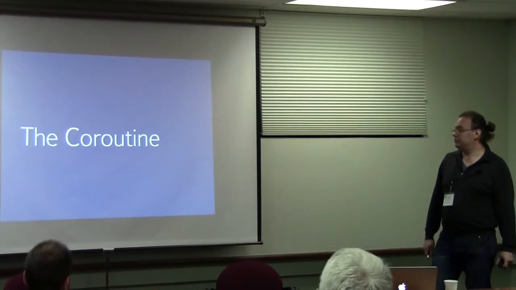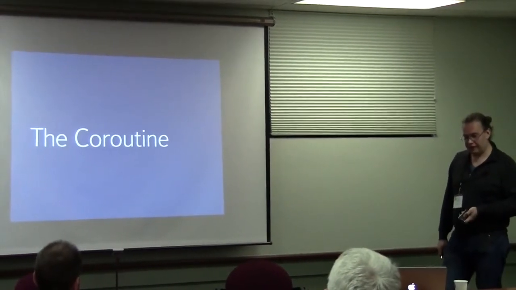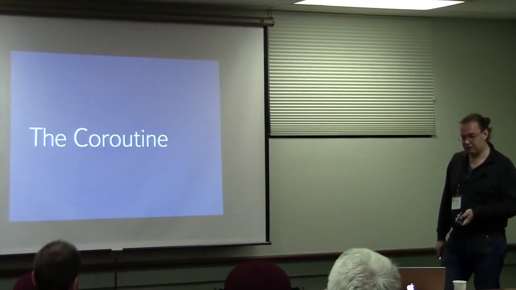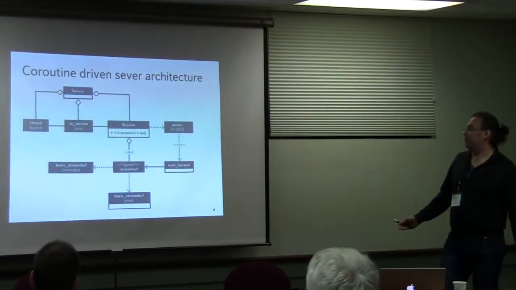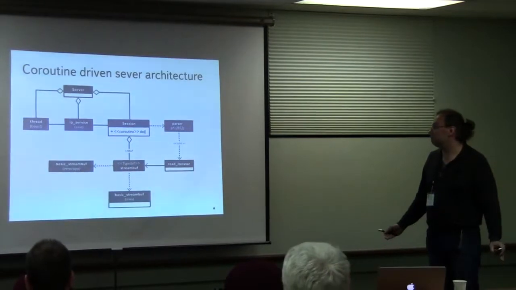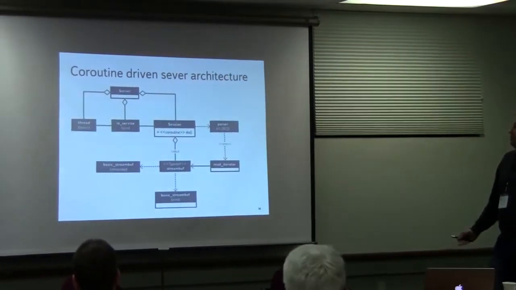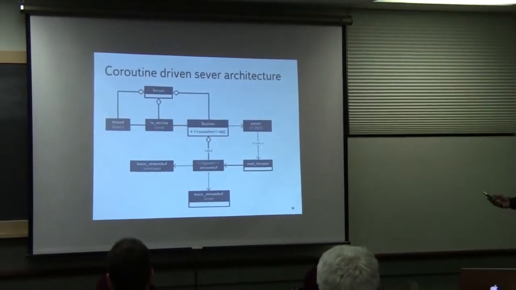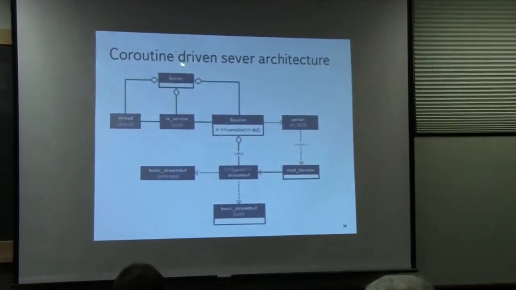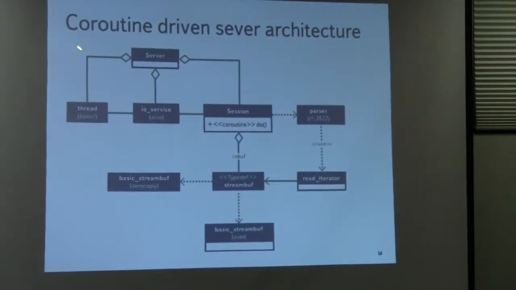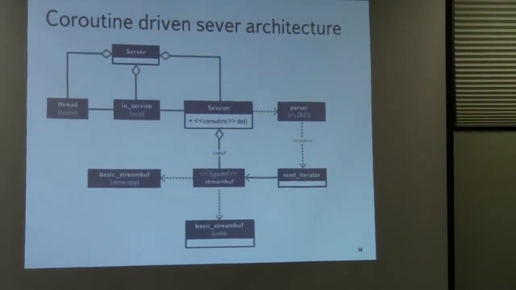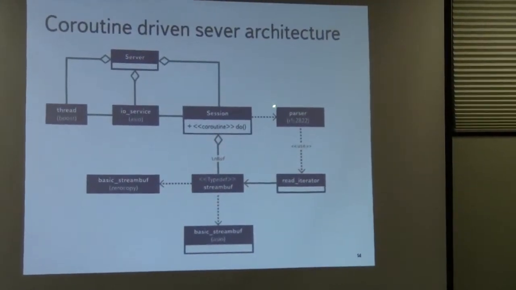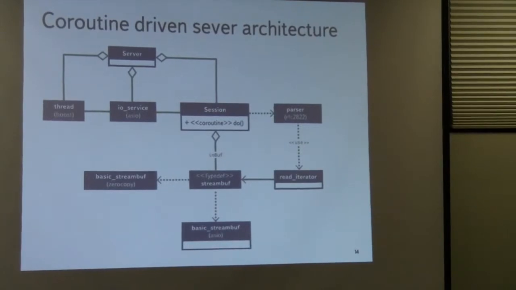This is the coroutine. This is the architecture. It's very similar to the previous architecture. Here is the server class. It contains threads, contains IO service, contains session which is used, parser with RFC 2822.